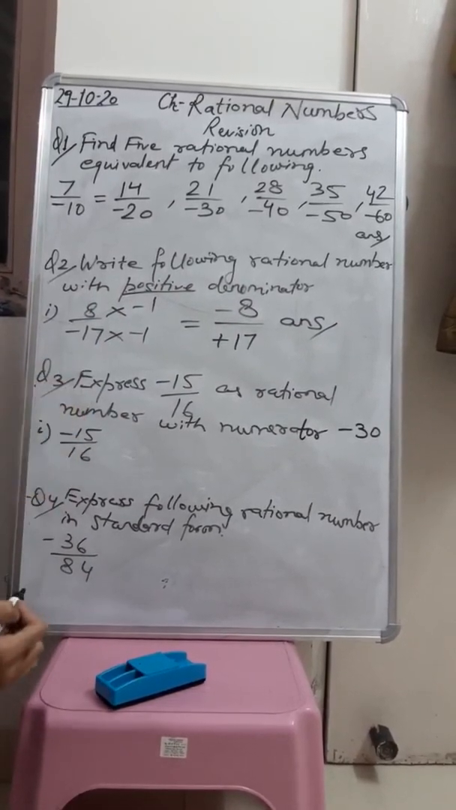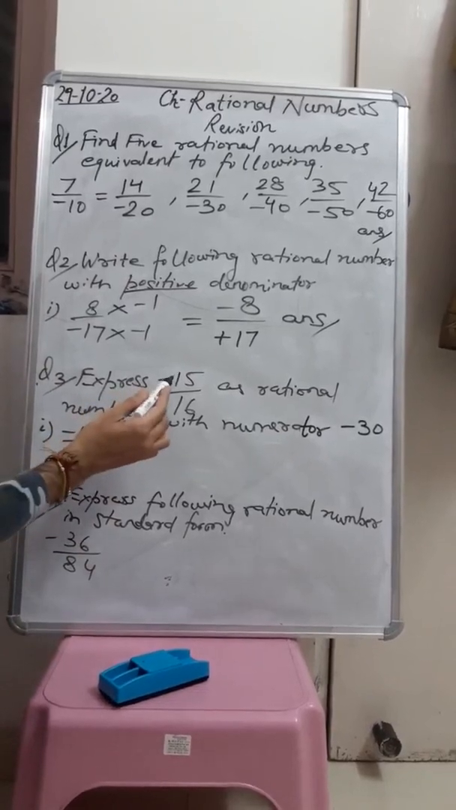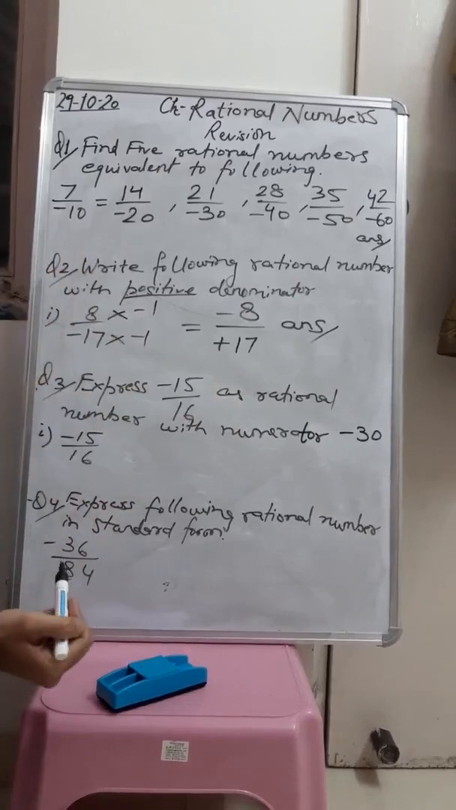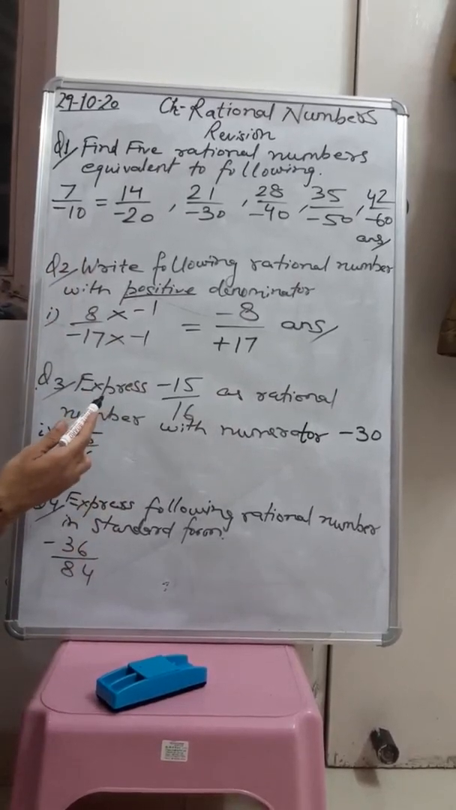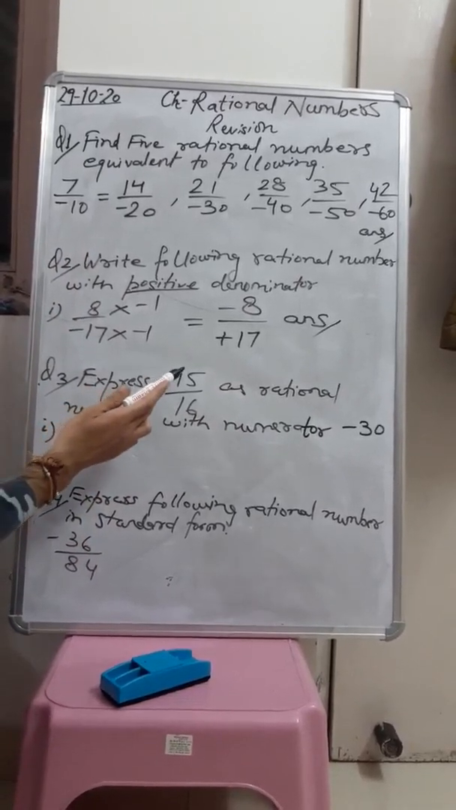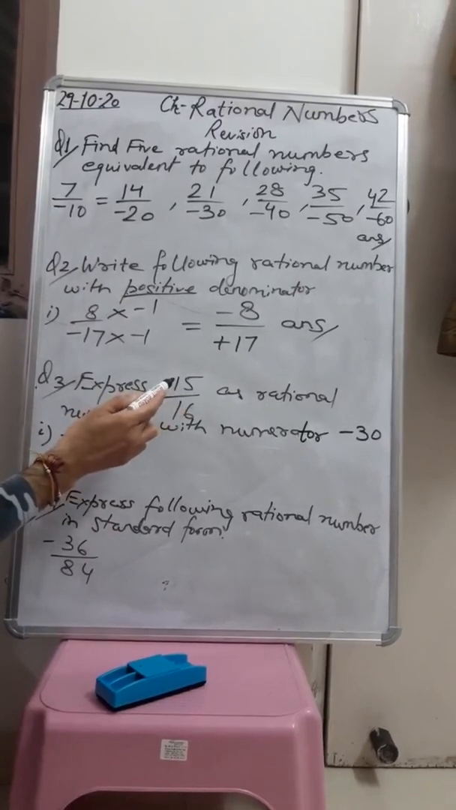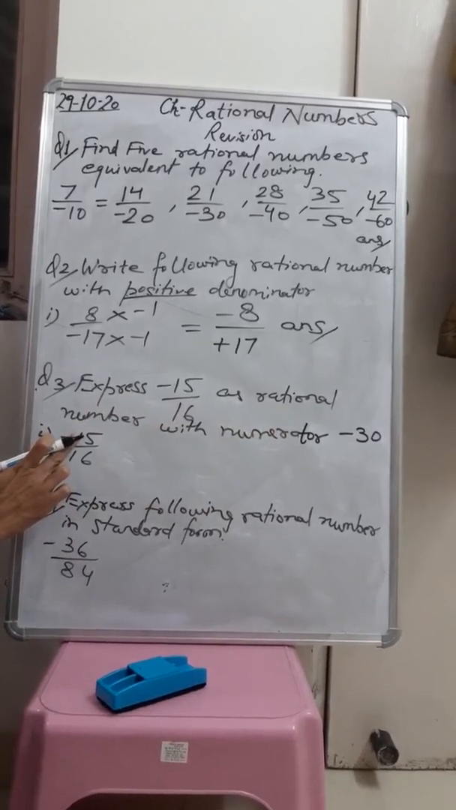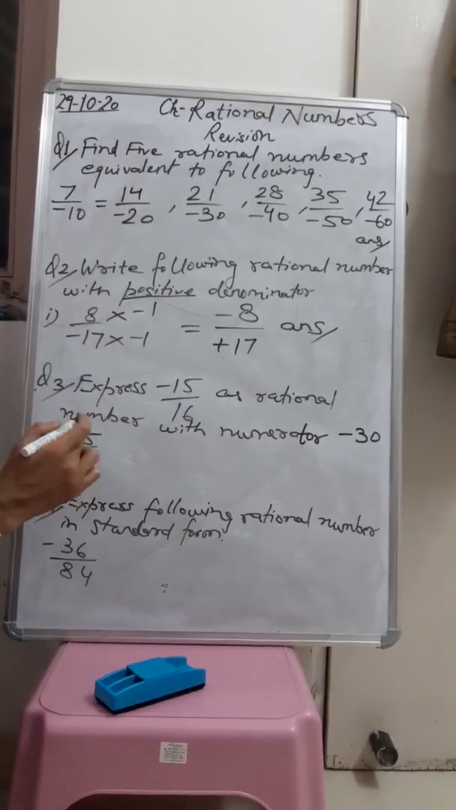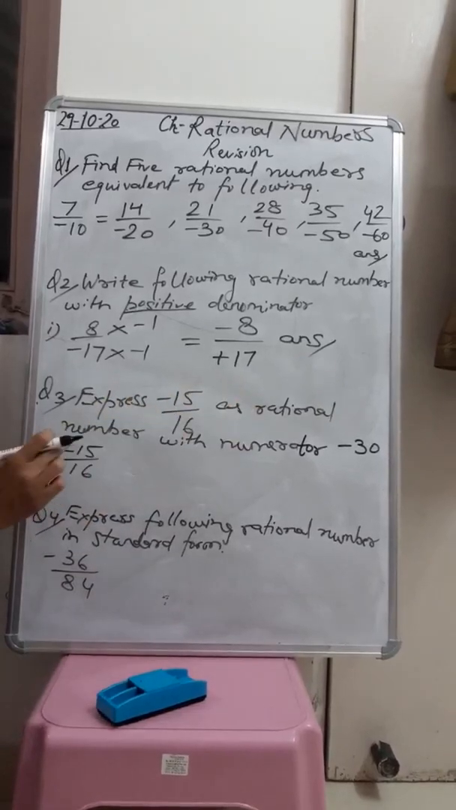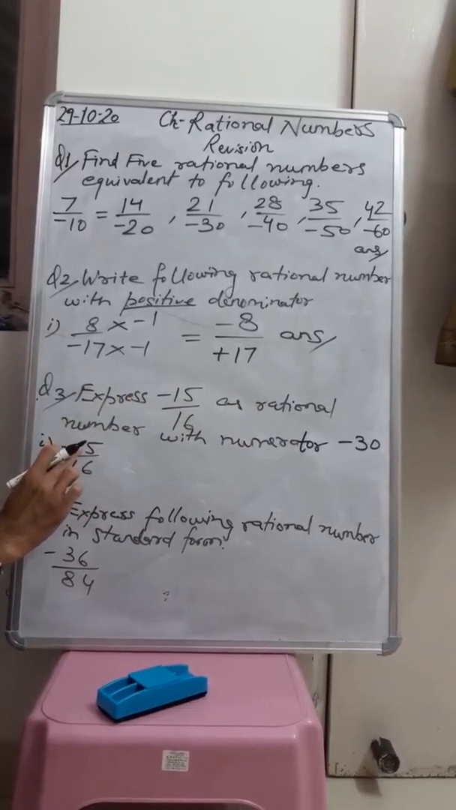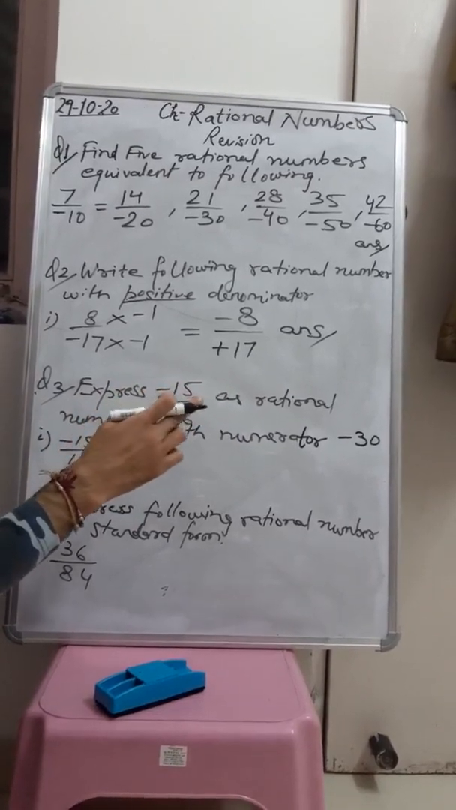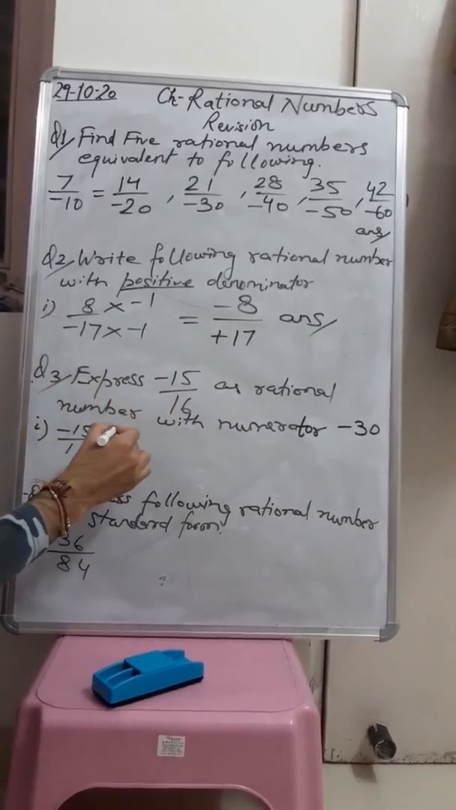Now question number 3. Express minus 15 upon 16 as rational number with numerator minus 30. Here we can see that we have been asked to change the numerator to minus 30. But here the numerator is minus 15. To change it into minus 30, we have to check that 30 is coming in the table of 15. How many times? 2 times.